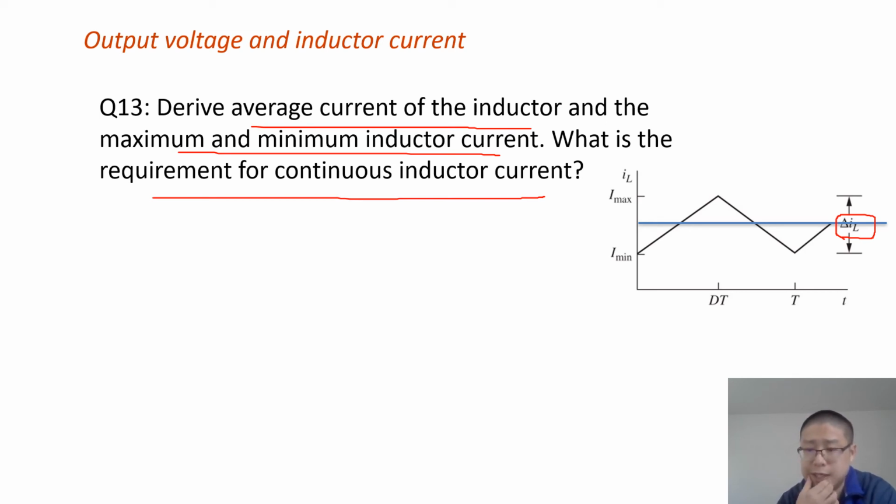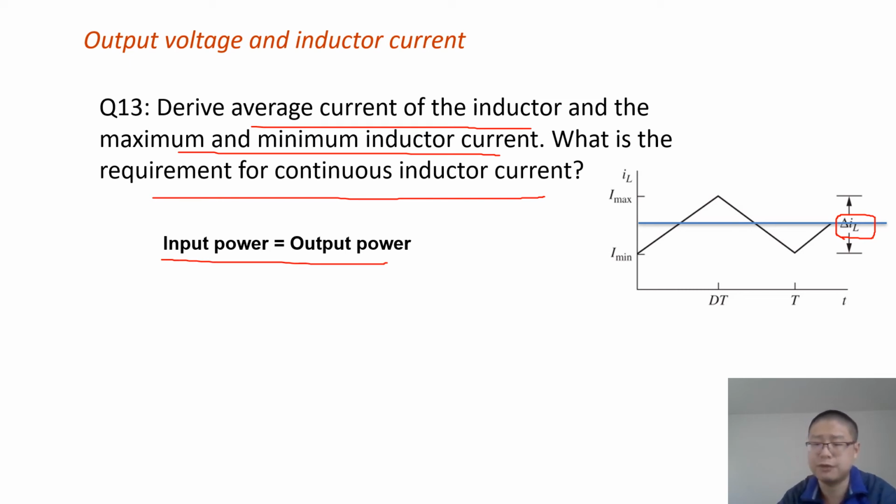Give you 1 minute to think about it. I give you a hint: use the power balance equation, that is, the input power equals the output power, to obtain the average value of the inductor current. So give you 1 minute to think about it.